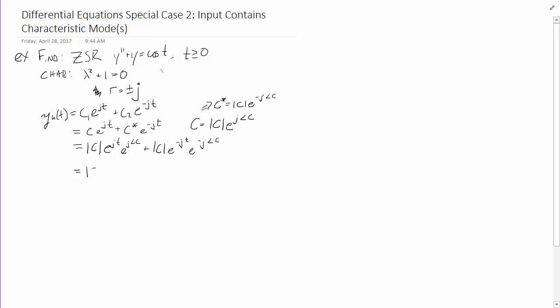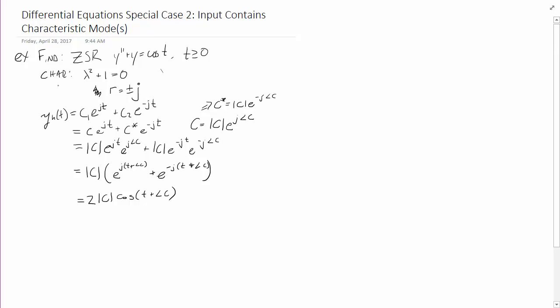So we can factor out the magnitude C and we can combine the exponentials, and we get e to the j times quantity t plus angle C plus e to the minus j quantity t plus angle C. And here I hope you recognize that it's almost a cosine, right? This is e to the j blank plus e to the minus j same blank should get you cosine, except we're missing a factor of 2. So this, by Euler's formula, looks like 2 magnitude C times cosine of whatever was in that exponent.